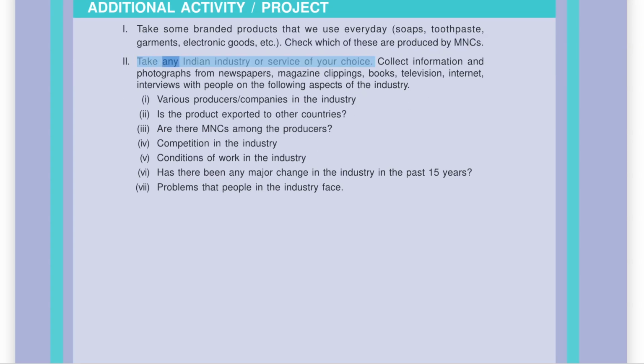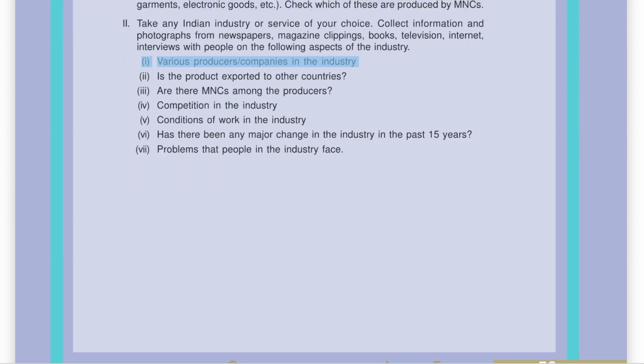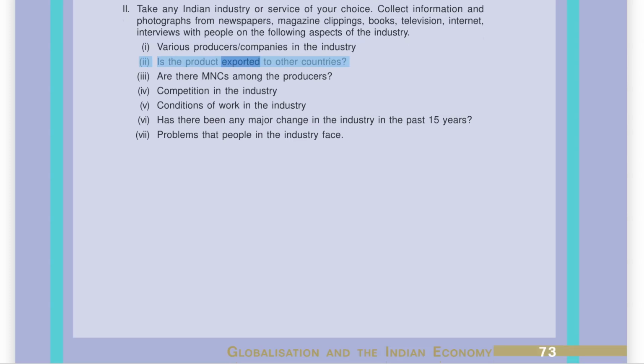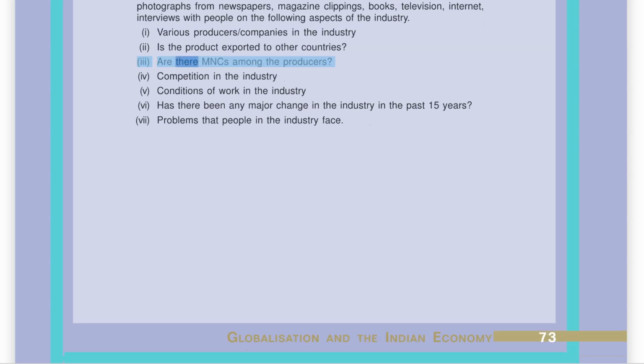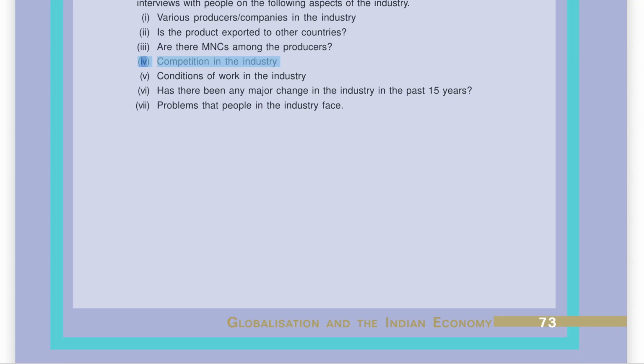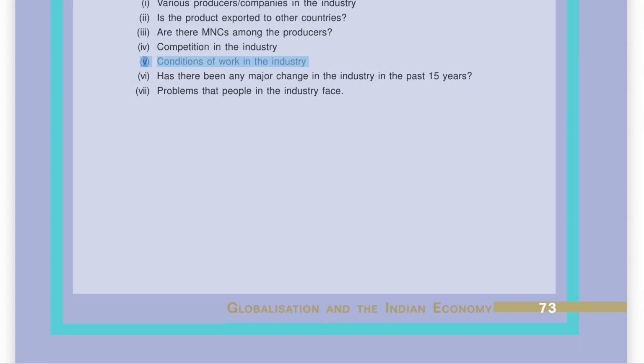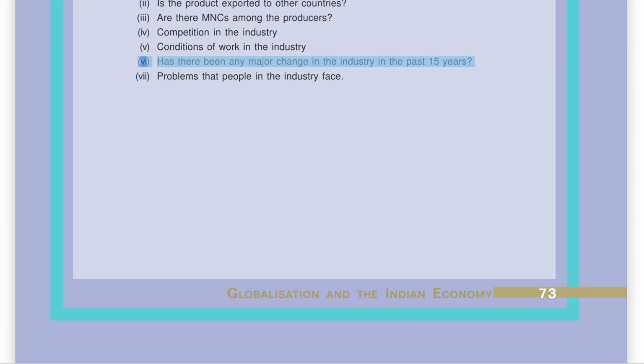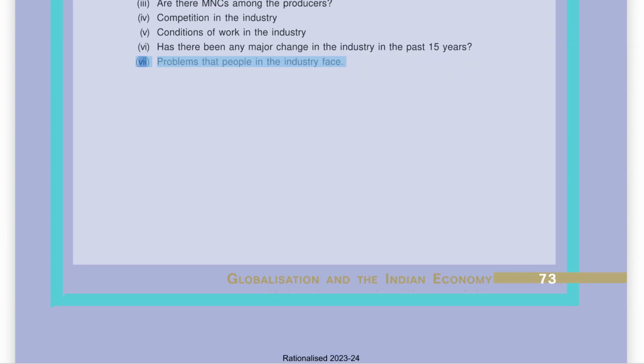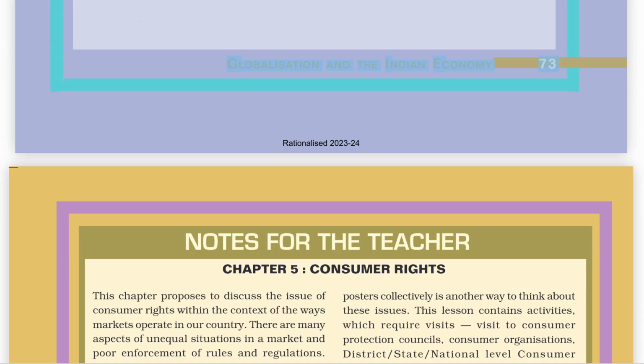2. Take any Indian industry or service of your choice. Collect information and photographs from newspapers, magazine clippings, books, television, internet, interviews with people on the following aspects of the industry. 1. Various producers and companies in the industry. 2. Is the product exported to other countries? 3. Are there MNCs among the producers? 4. Competition in the industry. 5. Conditions of work in the industry. 6. Has there been any major change in the industry in the past 15 years? 7. Problems that people in the industry face.